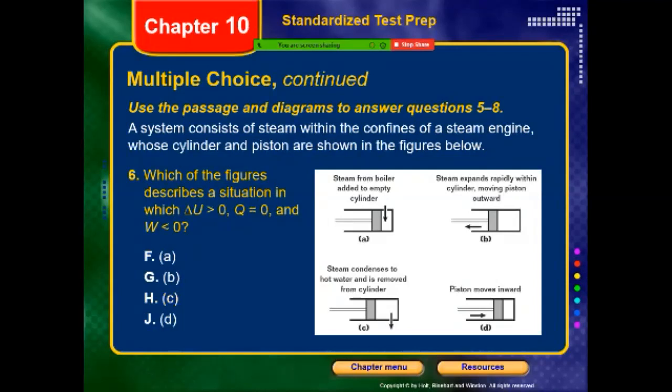The next one describes the situation in which internal energy is greater than zero. Okay, greater than 0 will be D, because we are compressing, so it is compressed. So here I have internal energy greater than 0.